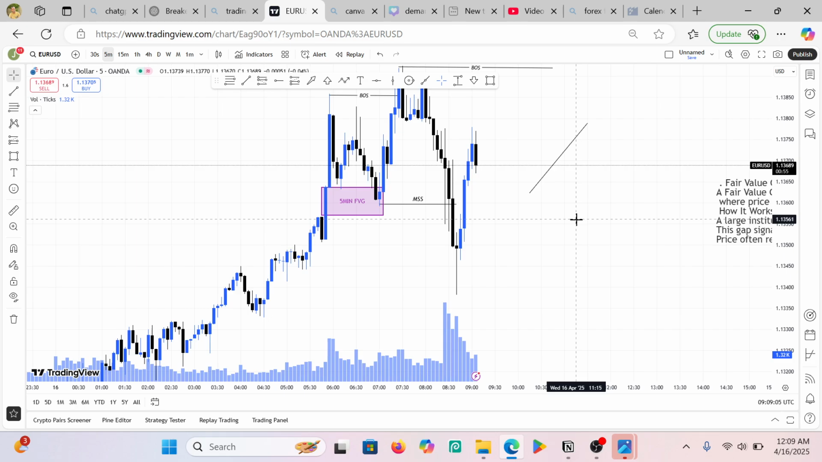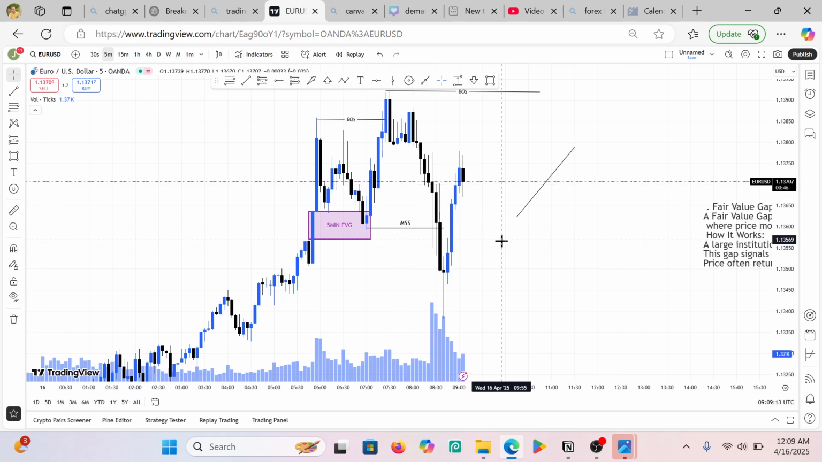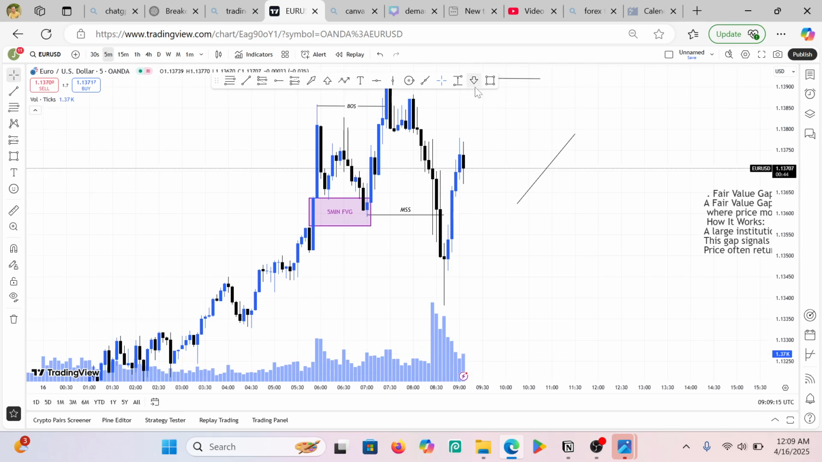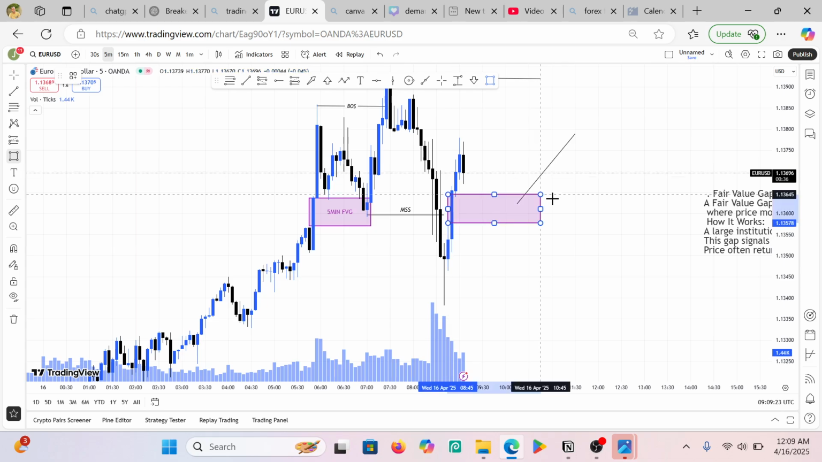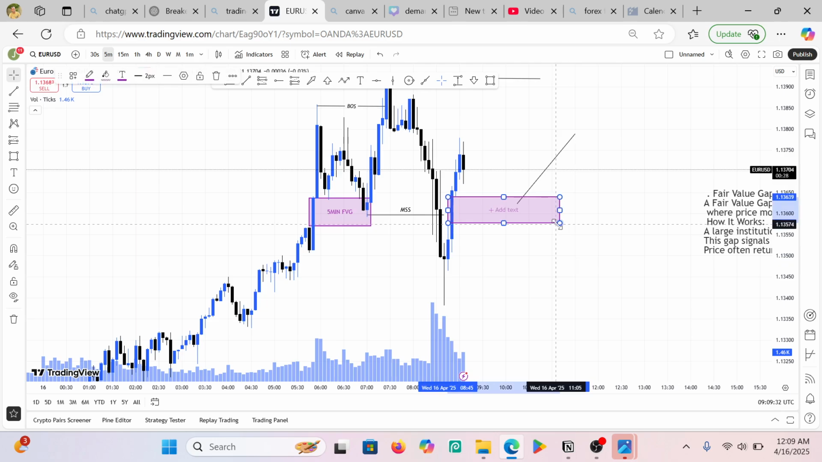I think in this area there's no fair value gap. As you can see here, there's no fair value gap, so the market cannot respect. But there's a fair value gap here. Three candlestick formation: 1, 2, 3. You mark the first, yeah, there's this fair value gap. Yeah, that's how you're supposed to mark a fair value gap. Fair value gaps in the market.